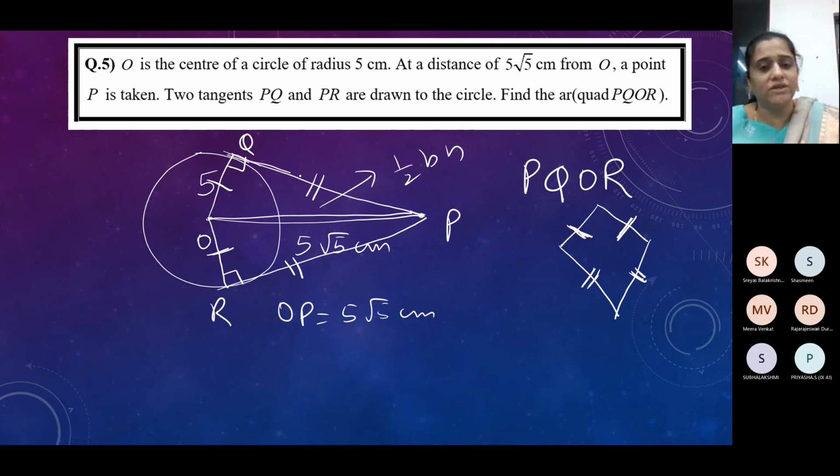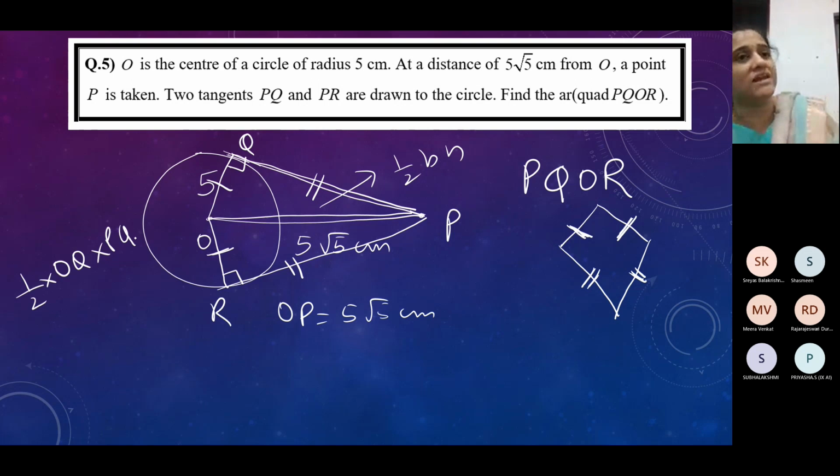But we need to find PQ, because half base into height is half into base OQ into altitude PQ. The sides containing the right angle, OQ and PQ, are the base and height, not the hypotenuse. So half into OQ into PQ. Do you know the length of PQ? No. Can we find it? Yes. How? Pythagoras theorem. That way we'll find the area of triangle POQ.